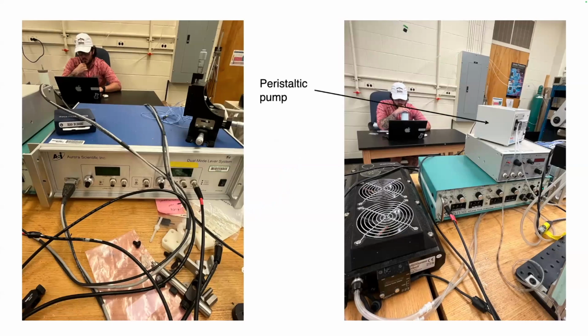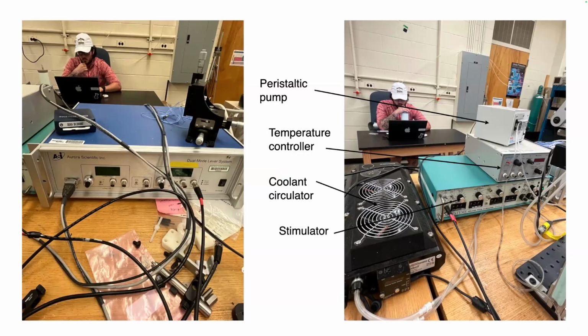So first, we're going to drip on the saline with this peristaltic pump. We're going to control the temperature of the saline with the temperature controller. Then we have just a coolant for controlling that temperature. I'm just orienting you to all the pieces of equipment that you're going to see. And then we have a stimulator to stimulate the muscle. And then on the other side, we have the ergometer controller. This is going to have a number of cables plugged into it, and we're going to talk to it with MATLAB.